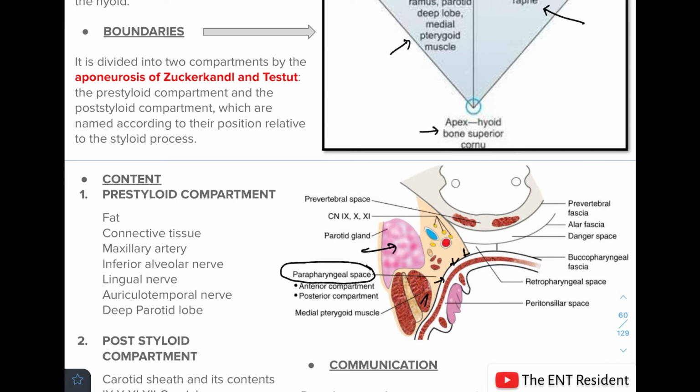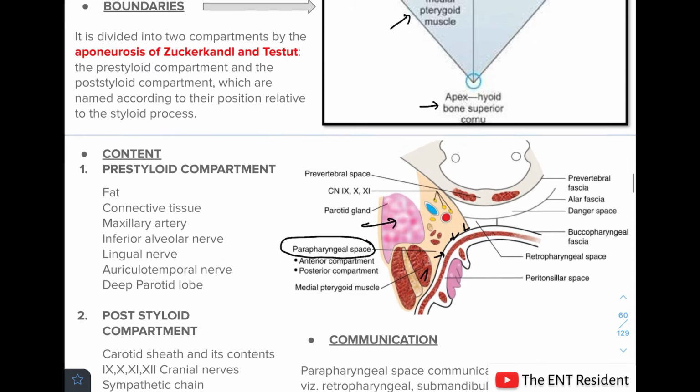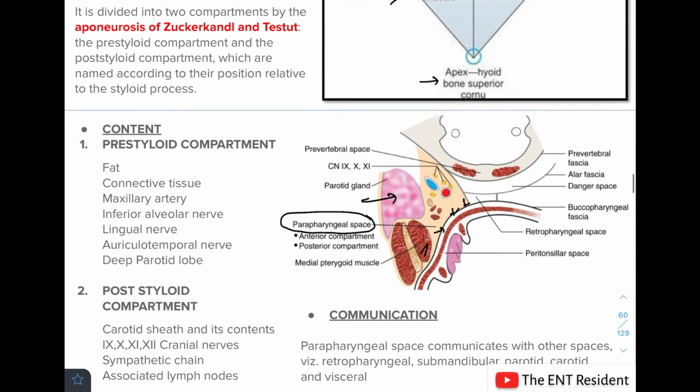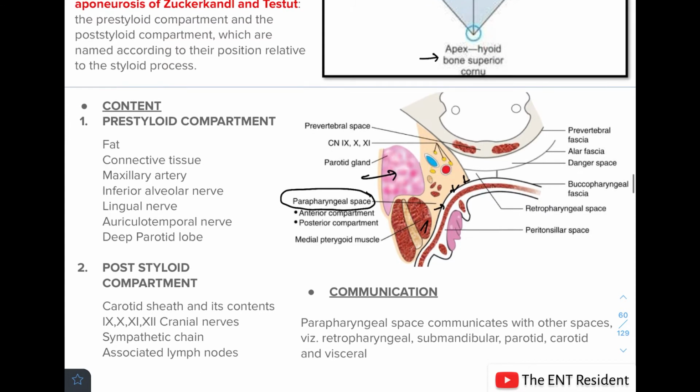Now, as I was telling you, it is divided into two compartments by the aponeurosis of Zuckerkandl and Testut, the pre-styloid and the post-styloid compartment. This is in accordance with its position relative to the styloid process. The pre-styloid compartment contains fat, connective tissue, maxillary artery, inferior alveolar nerve, lingual nerve, auriculotemporal nerve, and the deep parotid lobe.